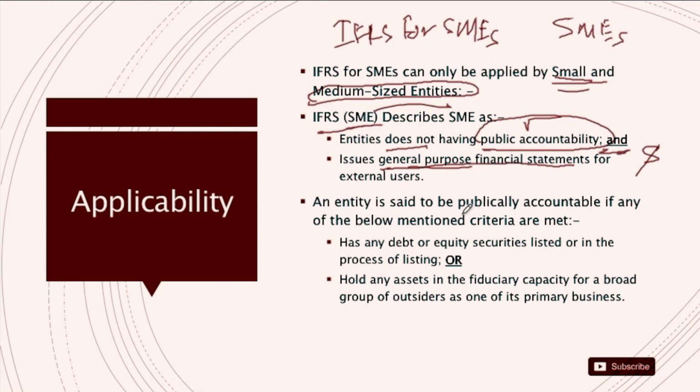Now let's move into what we mean by public accountability. If any of the criteria are met, this is an 'or', which means if you have any debt or equity instruments that are being listed or are in the process of listing, or you hold any assets in a fiduciary capacity. So there are three points that we will discuss. One is public accountability, which we discussed here: the entity has debt or equity instruments listed on any exchange or in the process of listing, or holds assets in a fiduciary capacity. The second thing we will discuss is what we mean by general purpose financial statements. And the third is fiduciary capacity.